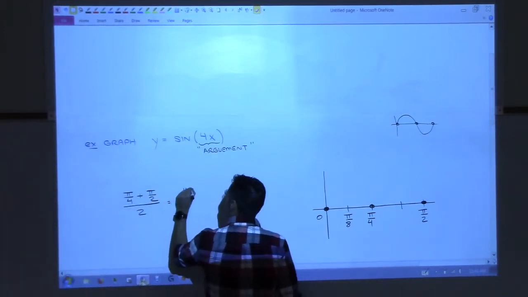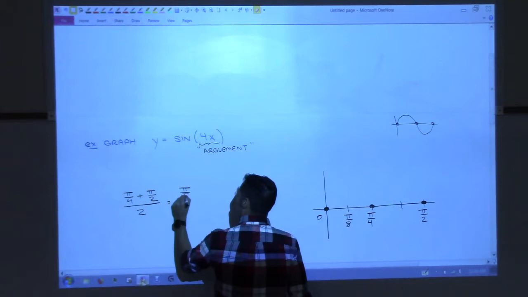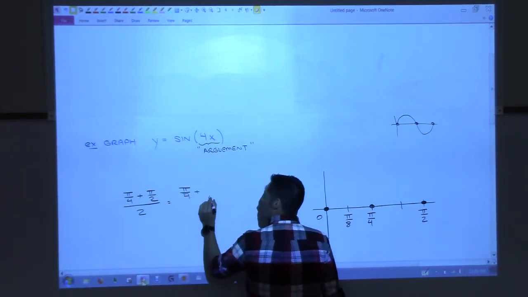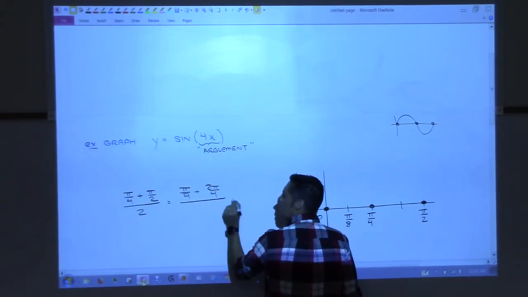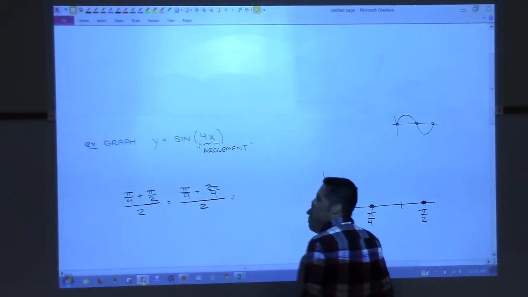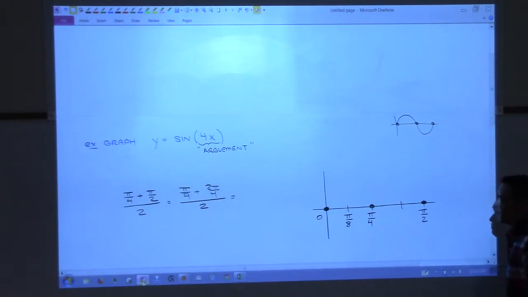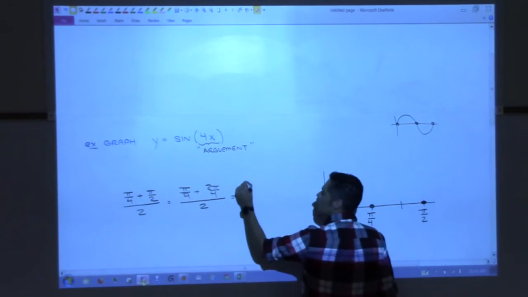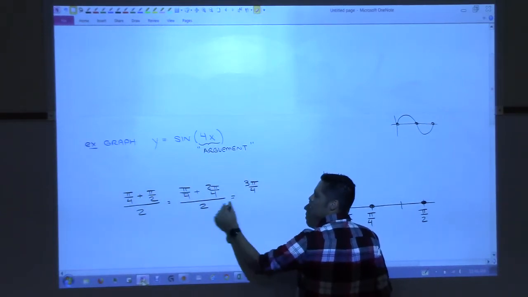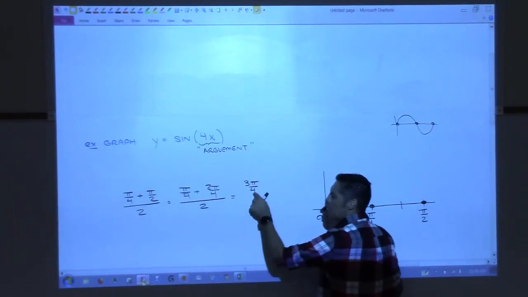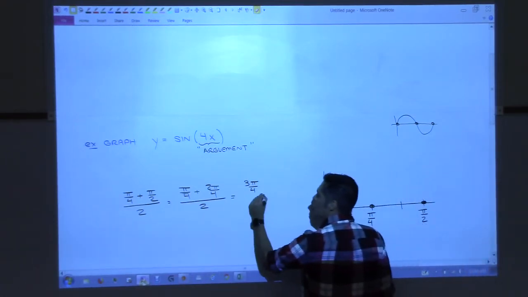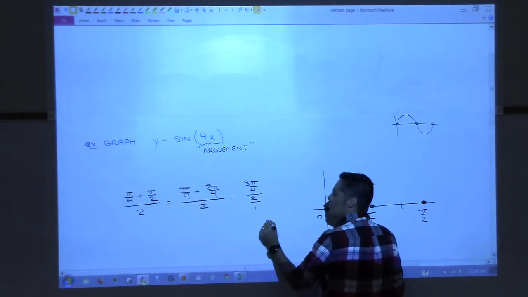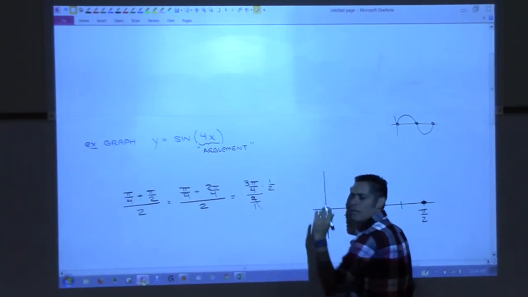So this becomes pi over 4 plus what? 2 pi over 4, right? And then over 2. Now, what is the numerator? What's pi over 4 plus 2 pi over 4? 3 pi over 4. Right? So if you're adding fractions, if they have the same denominator, you keep the denominator, you add the numerators together. Now, I'm going to divide that by 2, which is 2 over 1. This flips up here and becomes 1/2, and we get 3 pi over 8.